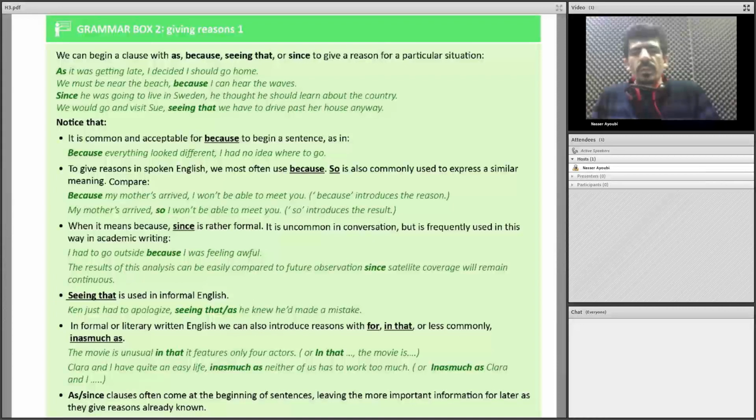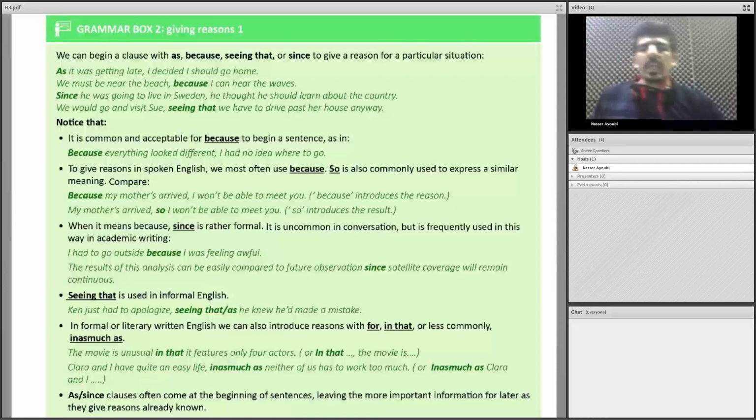There is another note. Clauses that are introduced by as and since usually come at the beginning of the sentence. It doesn't mean that if you start a sentence with because, it can't come at the beginning of the sentence. No, it is not the case. But normally, the clauses with as and since begin the sentence. So because clauses tend to go after the main clause.